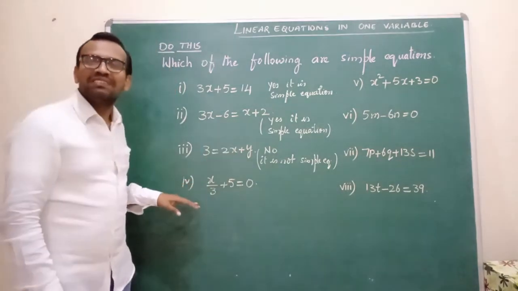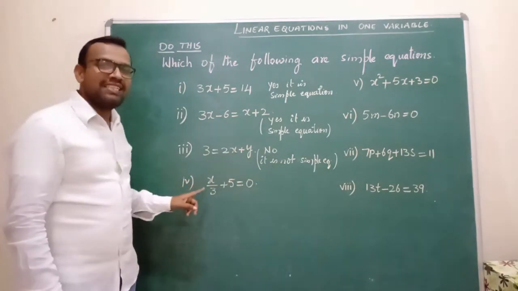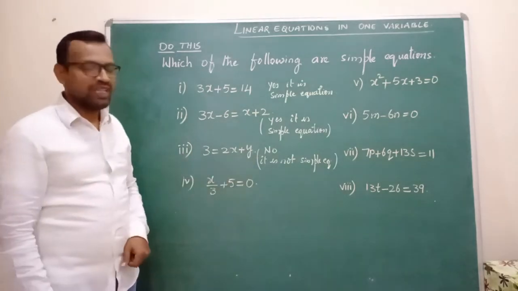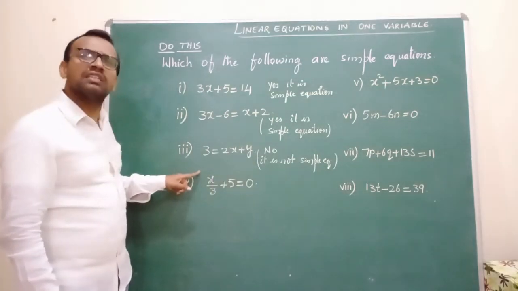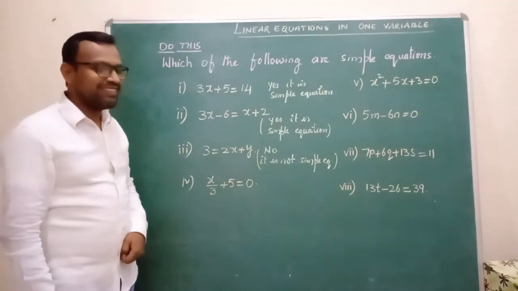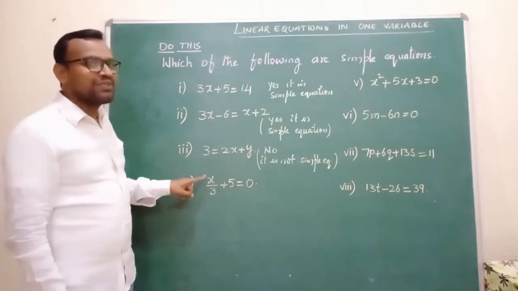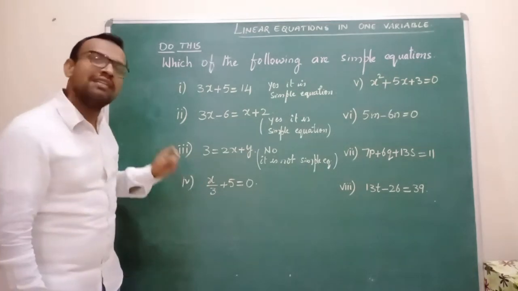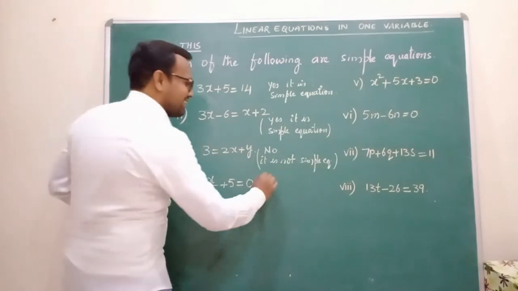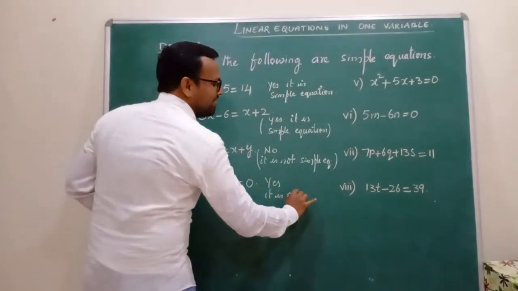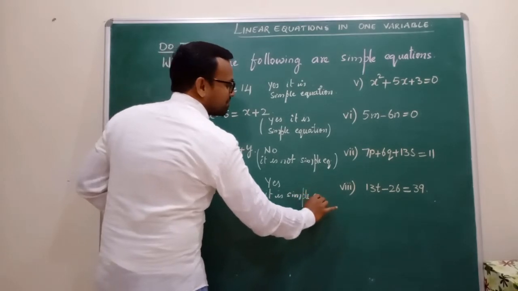Alright, now the fourth one. x by 3 plus 5 is equal to 0. Is it a linear equation? Yes, because the degree is 1. And how many variables are there? One variable. So a linear equation in one variable is called a simple equation. So it is a simple equation.